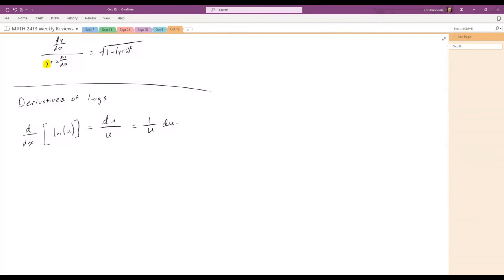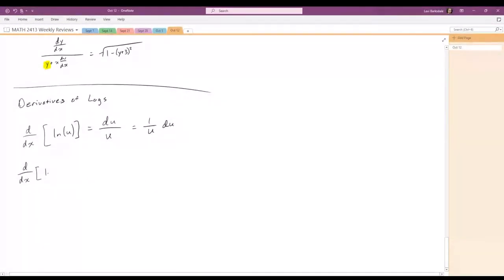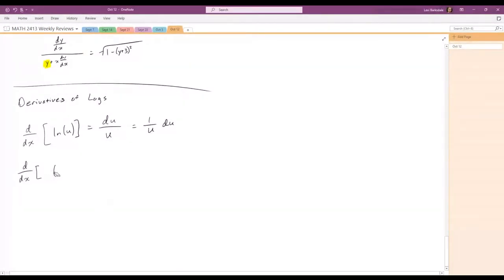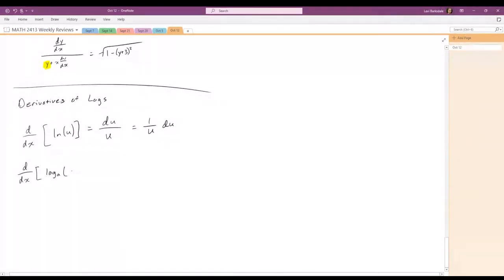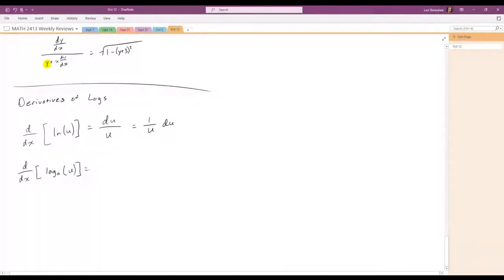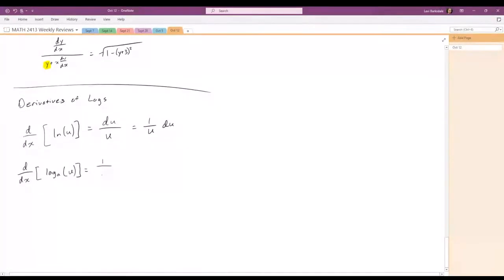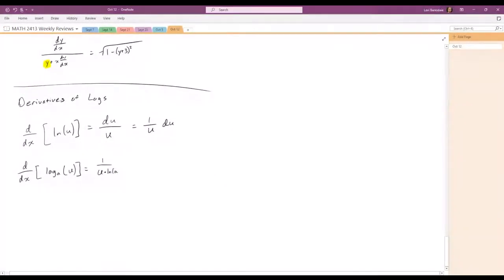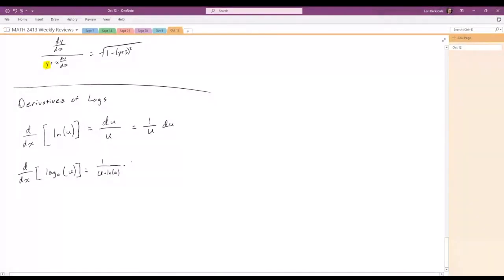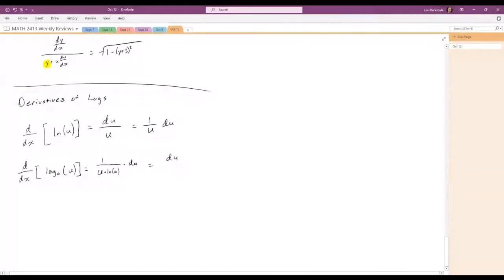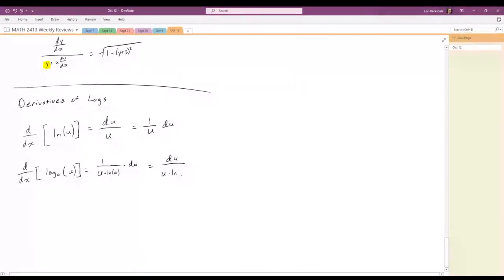If you have the derivative of a logarithm that is not natural log, sorry, I shouldn't have written natural log. So we're going to say log base a. So it could be, for example, log base 10, log base 2, log base whatever you want that is not e, or even e, in fact. This is equivalent to 1 over u multiplied by the natural log of a, your base, times the derivative of u, which is again just du, over u times natural log of a.